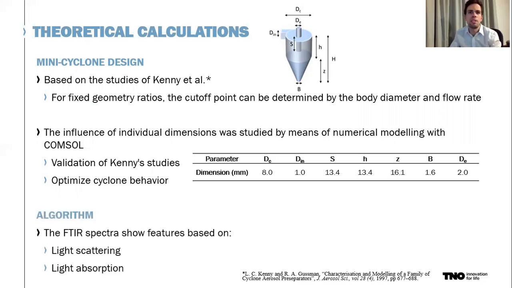Regarding the data processing algorithm, we had to account for two important effects that particles have on the final FTIR data, namely the light scattering and the light absorption. Each of these behaves in a different way depending on the particle size, refractive index, concentration, and chemical groups.